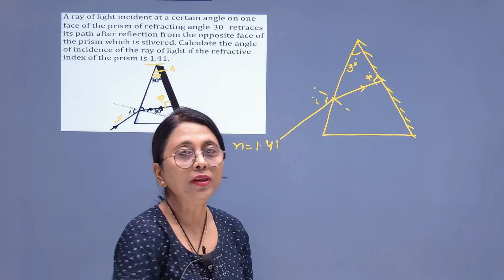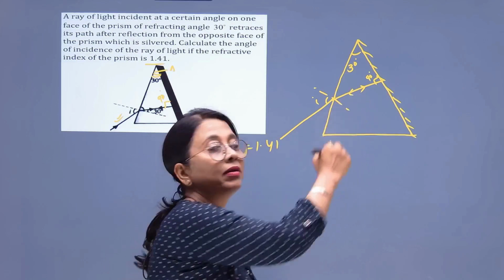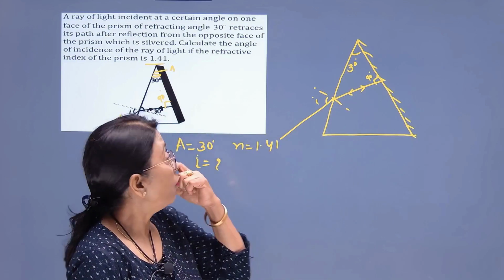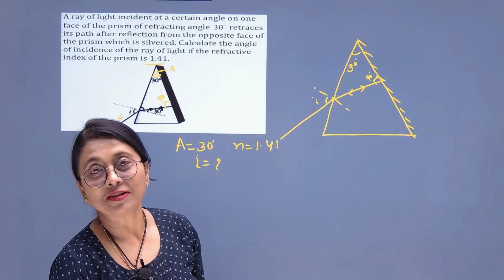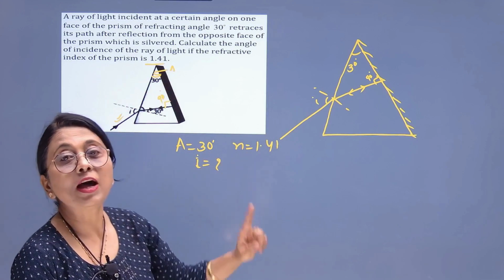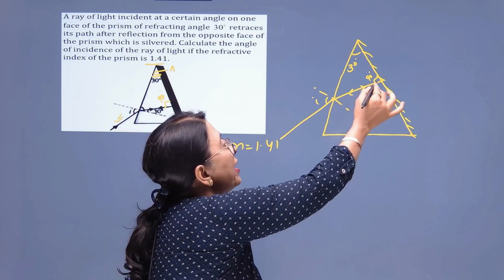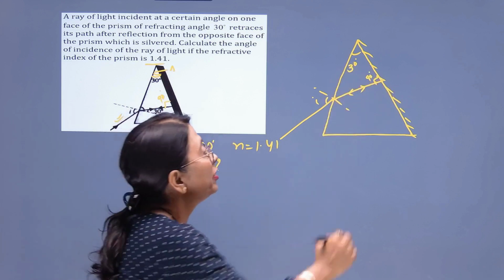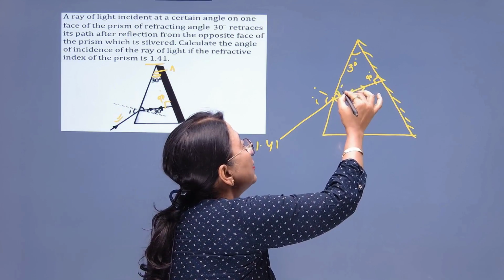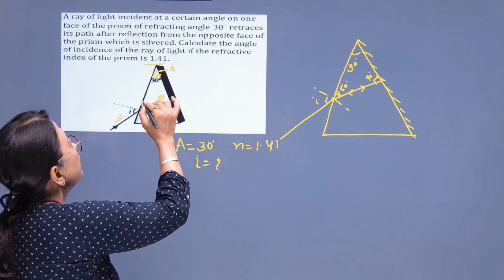Now, what to do in this? ये हमें पता है ये 90 degree पे गिरा, इसलिए क्या हो गया? Retracing one. It has retraced. Now, what they're asking you is the angle of incidence. बहुत simple है. और refractive index भी दिया हुआ है 1.41. We do the question like this. यहाँ पे अगर ये 90 है, ये 60 है, तो definitely this angle will be how much? 60 degree. This should be 60 degree.